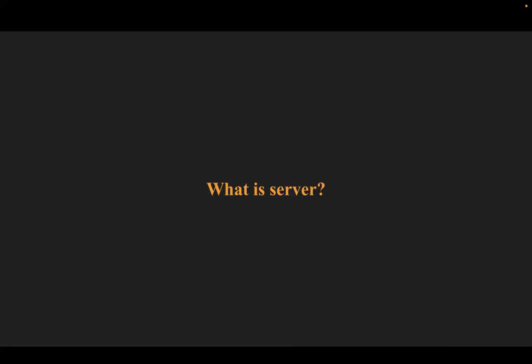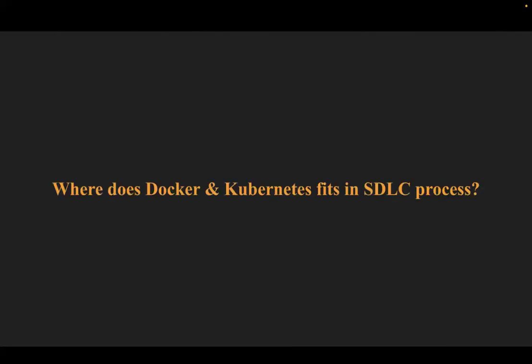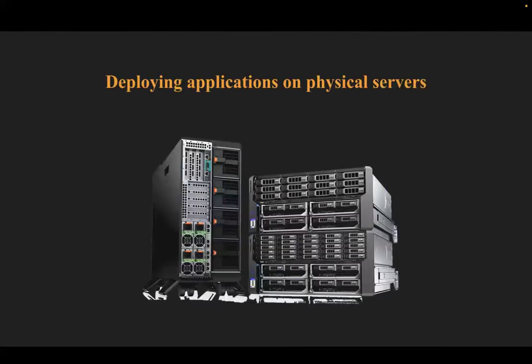That's a server. Okay, where do Docker and Kubernetes fit in the SDLC process? Docker and Kubernetes fit in the deployment phase in this SDLC process. You already know that previously we were discussing the 6 phases of SDLC, right? So we have different types of servers. In this also, there are two types of servers: one is the physical server and the other is the virtual server.